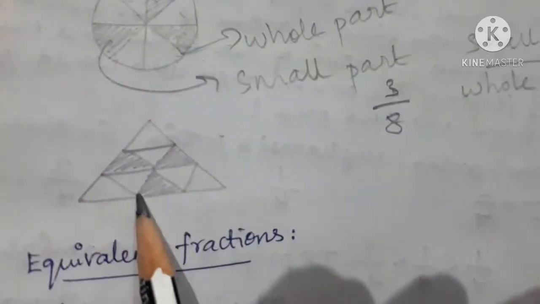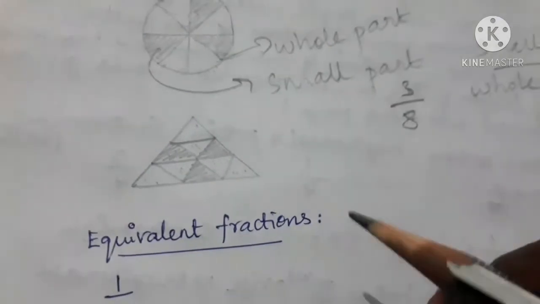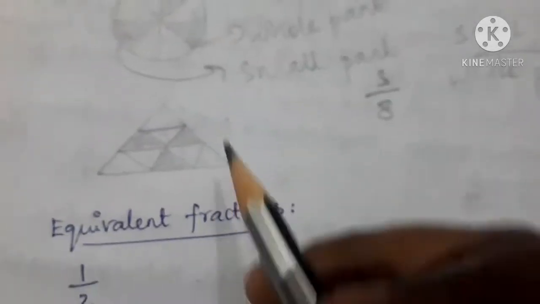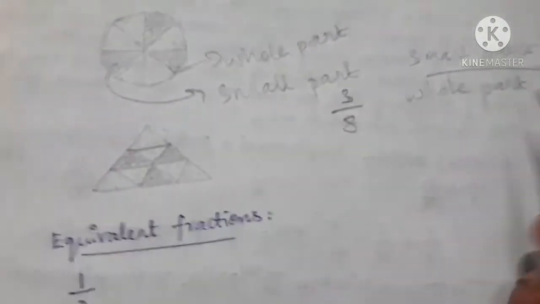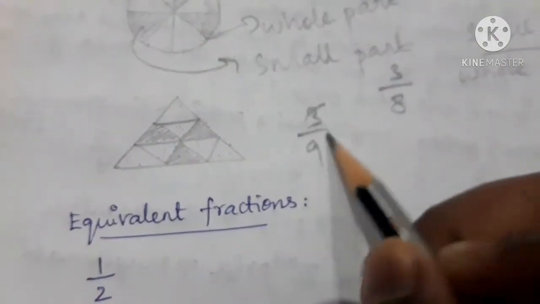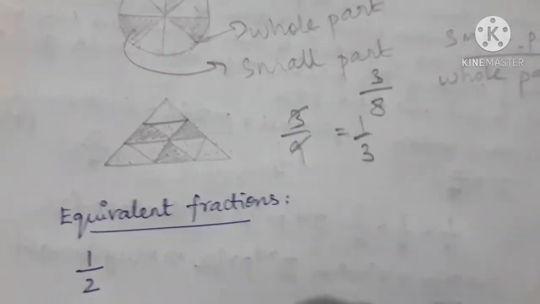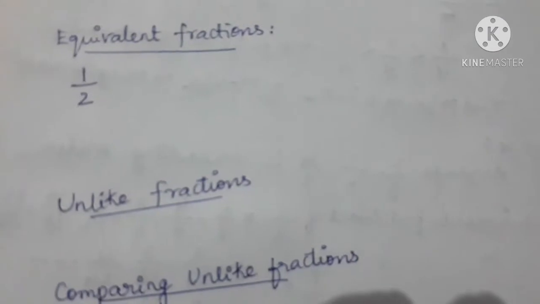So next example, see, there are 9 pieces. From this 3 are shaded. So the 3 is the small part and 9 is the whole part. So this fraction will be represented as 3 by 9, or you can cancel it and write it as 1 by 3. The next topic is equivalent fractions.